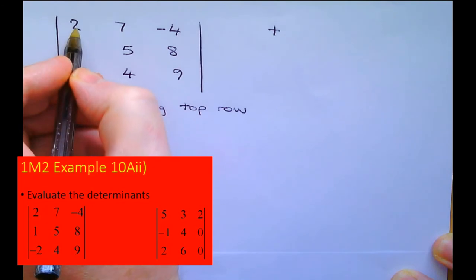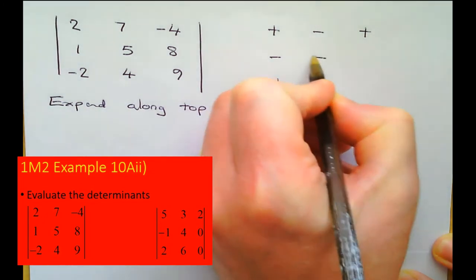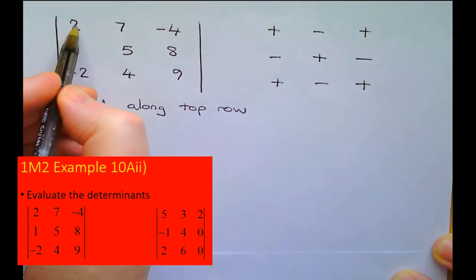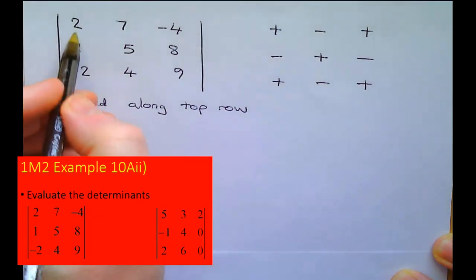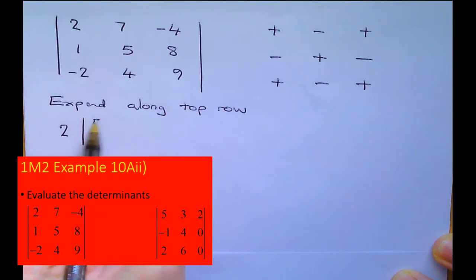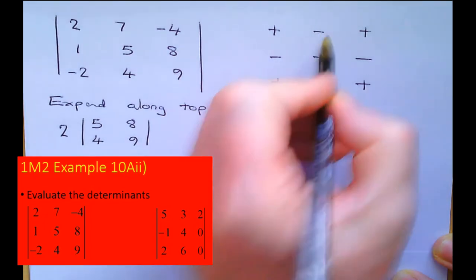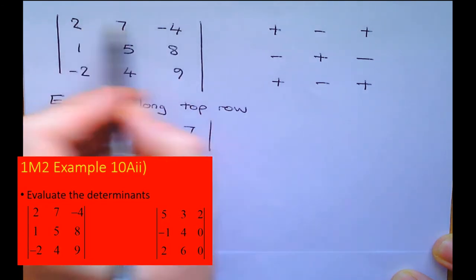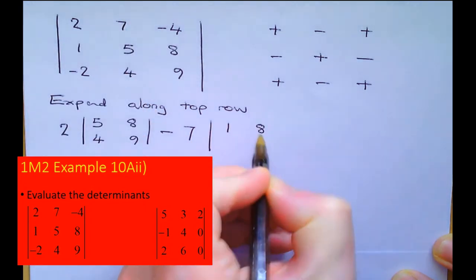We always start plus in the top left corner, then alternately minuses and plus going along each row or down each column. So we will have, going along the top row, plus 2 times the 2 by 2 determinant, not involving this row or this column. That is 5, 8, 4, 9. And then minus, we have our 7. And then the 2 by 2, not involving the top row or the middle column, we get 1, 8, minus 2, 9.